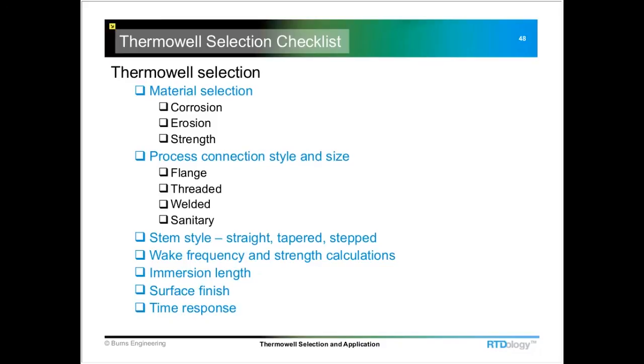So, finally today, just running down a little Thermowell selection checklist. These are just some of the things that you want to consider when making a Thermowell selection. And again, to get back to a question we had earlier about where you start with this, I would probably start with the material, because that's usually one of the easier things to pick. It gets a little more difficult as we go down the list, where the process connection, you've already got that just by the style of the piping that you're installing this into.